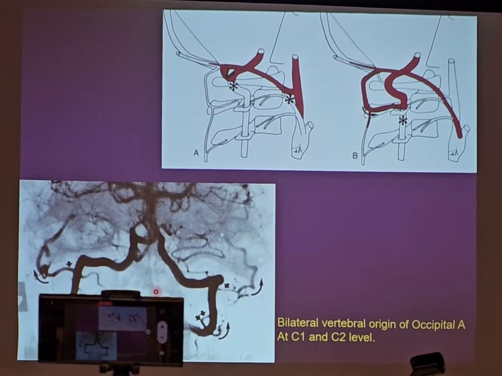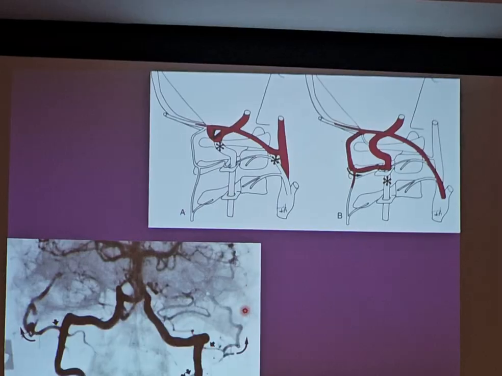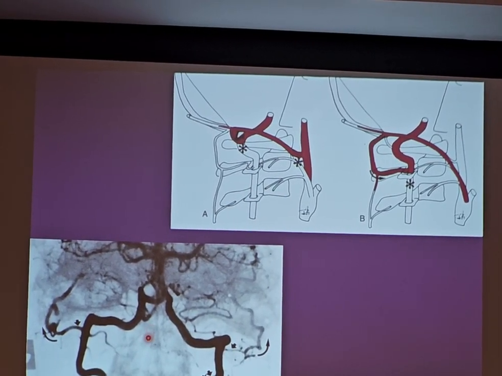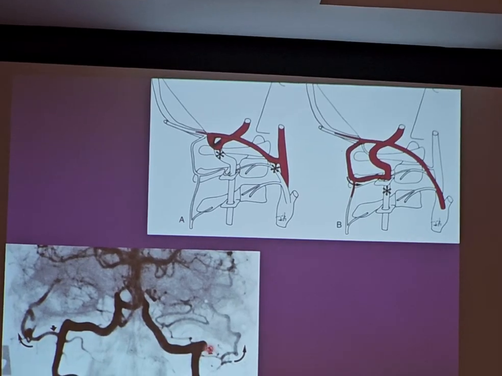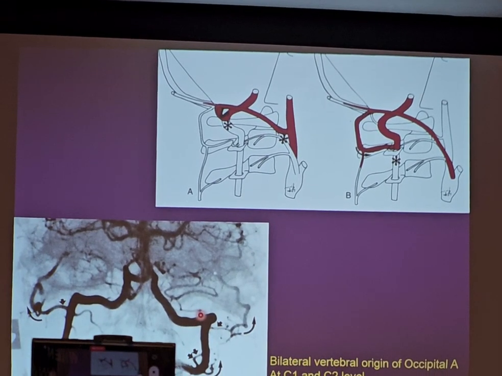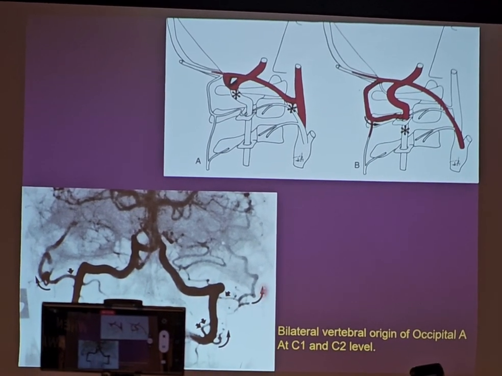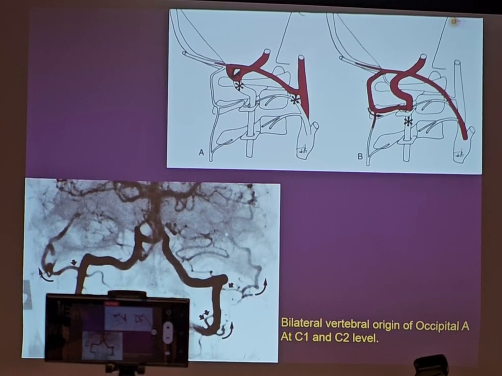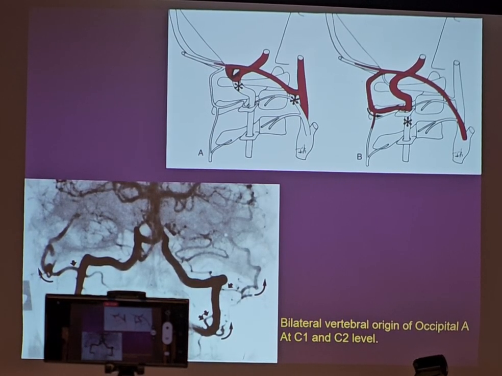you very often see the occipital artery coming off. Because in the embryo it comes together, so sometimes this is C1 and C2 and proatlantal 1 and proatlantal 2, origin of this occipital artery. So they can use both systems here, C1 or lower down the C2 channel, to contribute. So the name could be bilateral vertebral origin of occipital artery at C1 and C2.